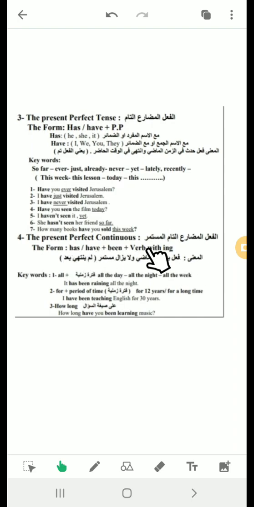And the second tense, the present perfect continuous: has or have plus been plus verb plus ing. We use it to talk about unfinished actions that have been in progress, or actions that began in the past and have continued up to the present. The key words: all plus a period of time, all the time, all day, all night, all week. Also how long, for plus a period of time, like these examples.